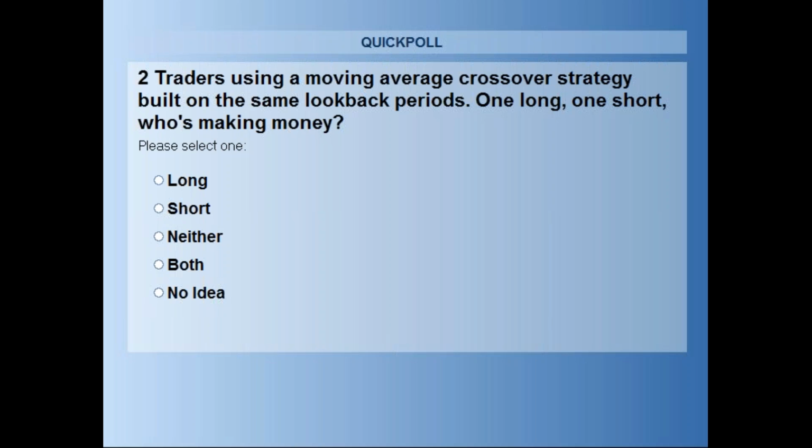I only see about 31% of you have voted, 33%. We're at a minute. Please vote. The question in front of us here is: two traders are using a moving average crossover system that is built on the same 8 and 21 bar crossover. One is long, one is short. Who is making money? The two traders are trading the exact same parameters, the exact same strategy, an 8 and 21 bar crossover strategy. One is long and one is short at the exact same time. Which one is making money?